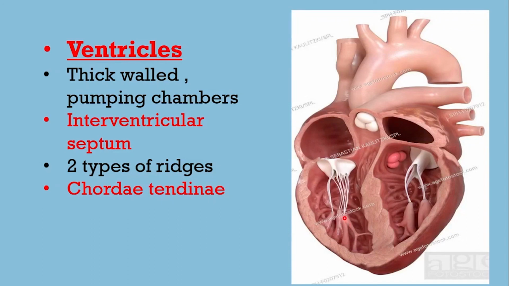Attached to the apices of papillary muscles, the white cord-like structures are chordae tendineae. They are connected to papillary muscles on one side and on the other side connected to the atrioventricular valves. We discussed the function of chordae tendineae also. They prevent the bulging of the cusps of these atrioventricular valves into the atria during ventricular systole. This is about the ventricles.